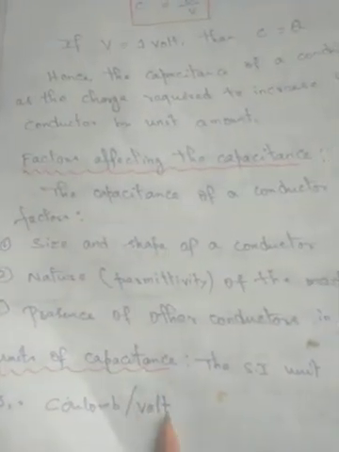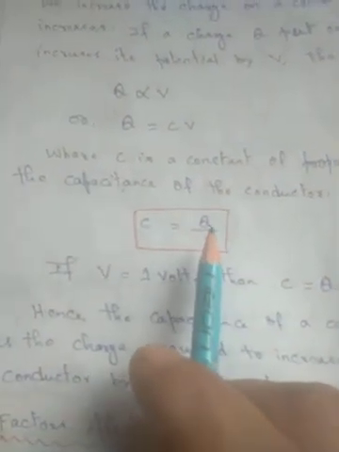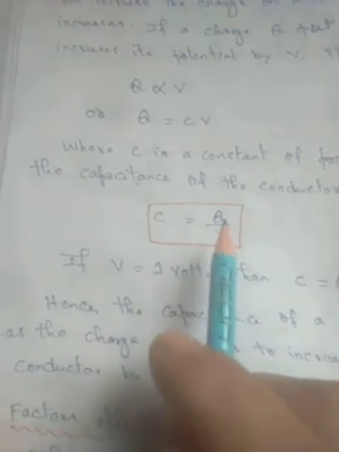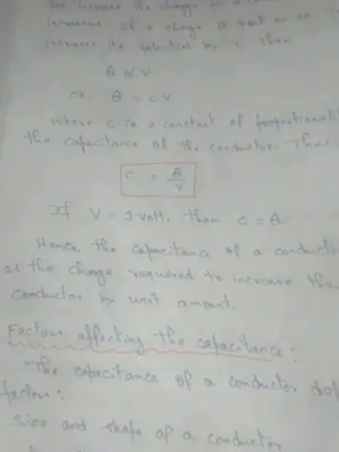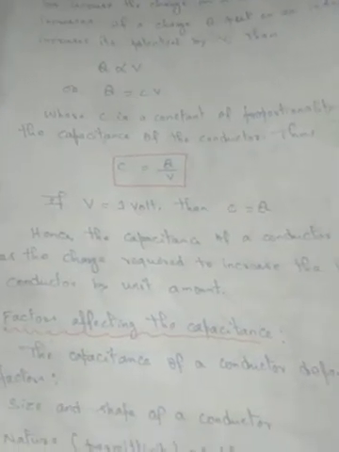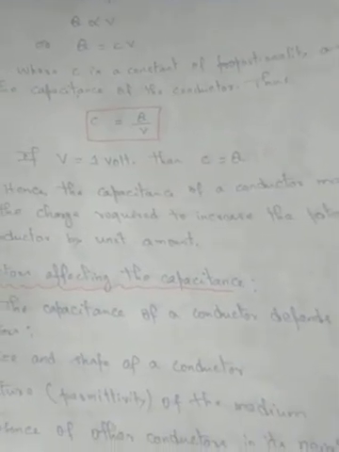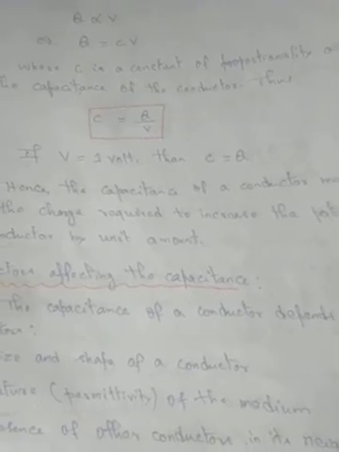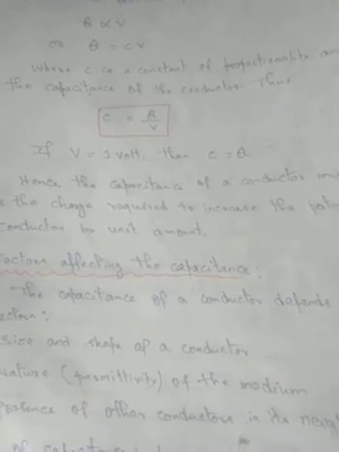Now the SI unit of capacitance is farad, and this farad is equivalent to coulomb per volt, because from this equation C equals Q by V, the SI unit of Q is coulomb and the SI unit of V is volt, so coulomb per volt is the SI unit of capacitance. This is also called farad, because Faraday is the scientist who first discovered this term, electric capacitance. So in order to honor his name, we give the SI unit in his name, that is farad.